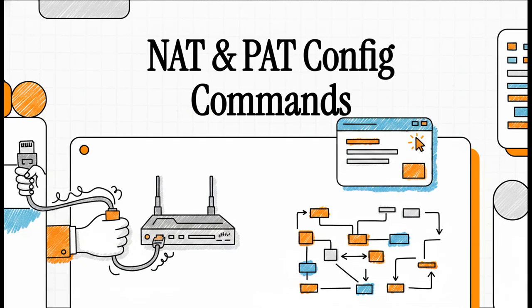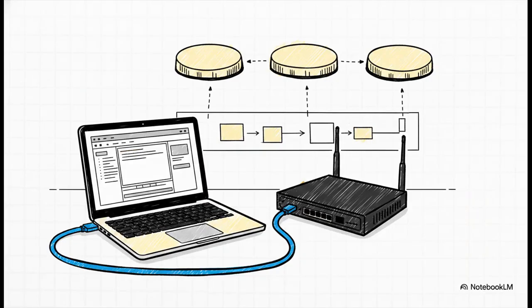Grab those console cables, because today we're jumping directly into the Cisco command line. In our last Explainer, we covered the theory, we talked about what NAT and PAT actually are, how NAT translates addresses, and how PAT lets a whole bunch of devices share just one public IP. But let's be real, theory is only half the battle. Today we're going to configure them like actual network engineers. We are going step by step through a practical implementation.